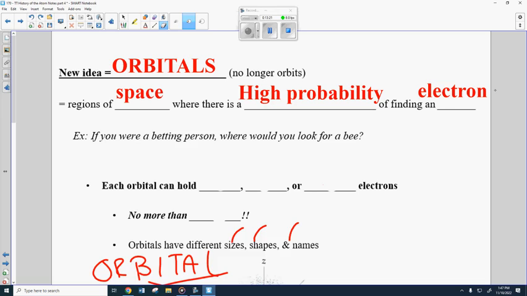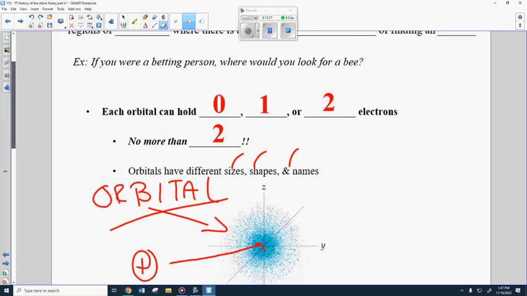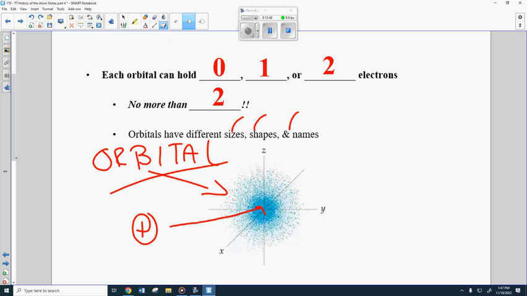Now, orbitals can hold 0 electrons, 1 electron, or 2 electrons. Okay? It will never be more than 2, so that's the max. Orbitals can never hold more than 2 electrons in them. And they have all kinds of different shapes, sizes, and names.